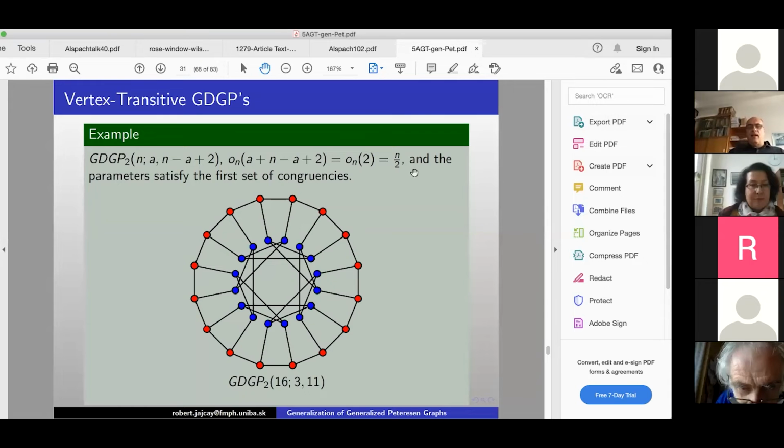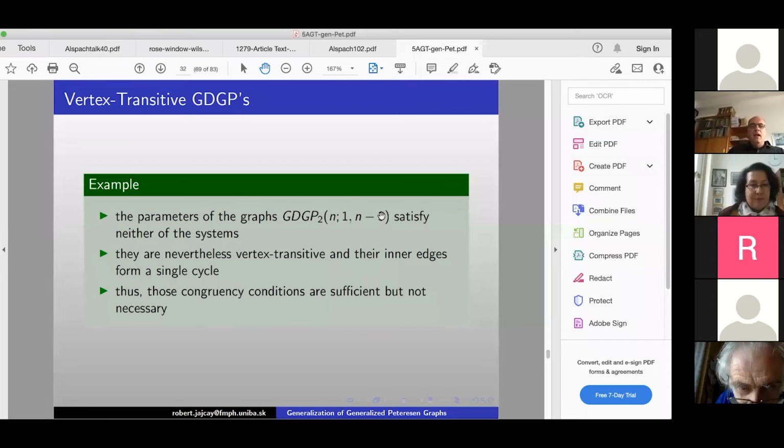And in that case, I have the numbers the way I want, and the resulting graph is vertex transitive. So this is an example where it has to be vertex transitive due to the arithmetic conditions. But there are examples of vertex transitive graphs where the groups are of size 2, which do not satisfy these systems. They are vertex transitive. Their inner edges form a single cycle. So the congruency condition that I presented is sufficient, but not necessary.